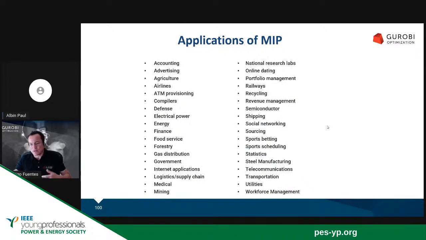Mixed integer programming is used in a variety of industries, I think I mentioned over 50. Here we have some examples, we don't have to repeat this.